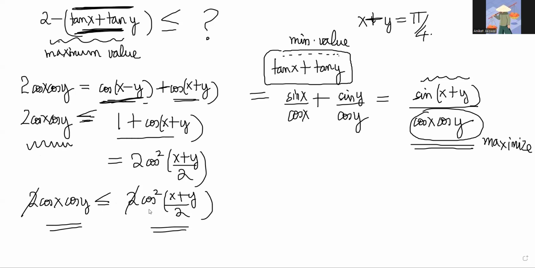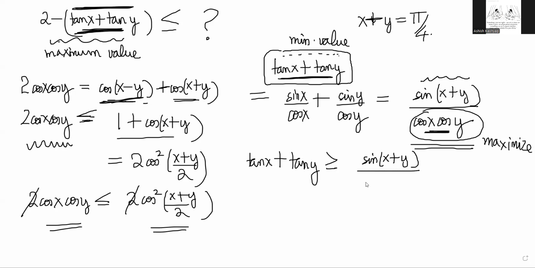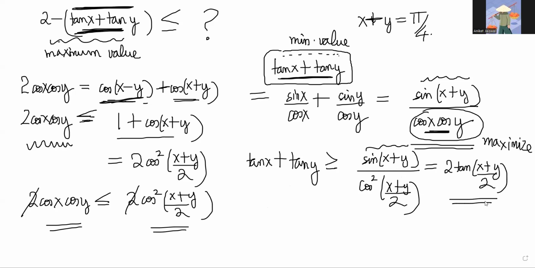So that is the maximum value of cos x cos y, right? So we'll put that here and we'll get the minimum value of tan x plus tan y. So I can say tan x plus tan y is greater than or equal to sine of x plus y by cos squared of x plus y by 2. And basically, using the half angle formula here also, you are getting 2 sine of x plus y by 2 cos of x plus y by 2. So one of them will cancel and you'll get 2 tan of x plus y by 2. And tan of 45 by 2 you have already found is root 2 minus 1.